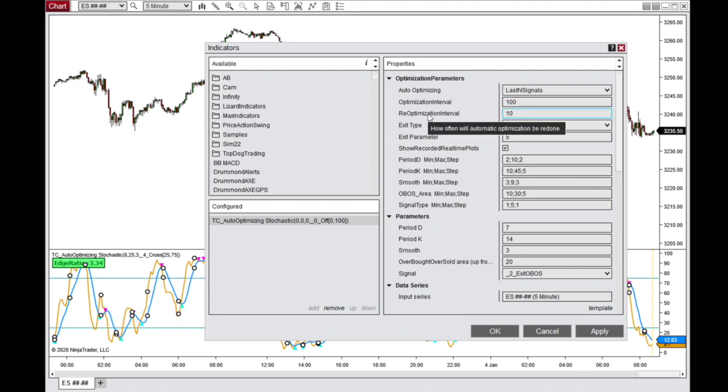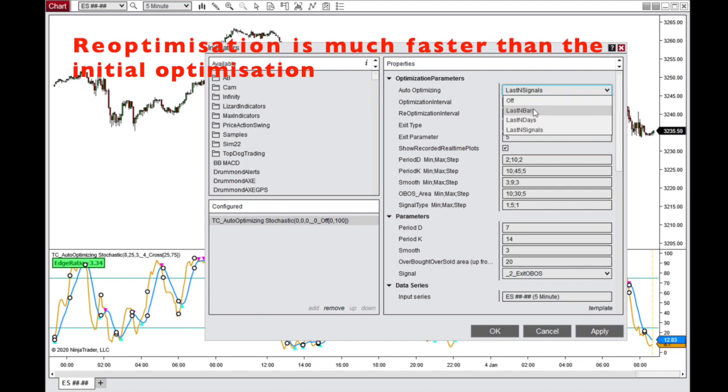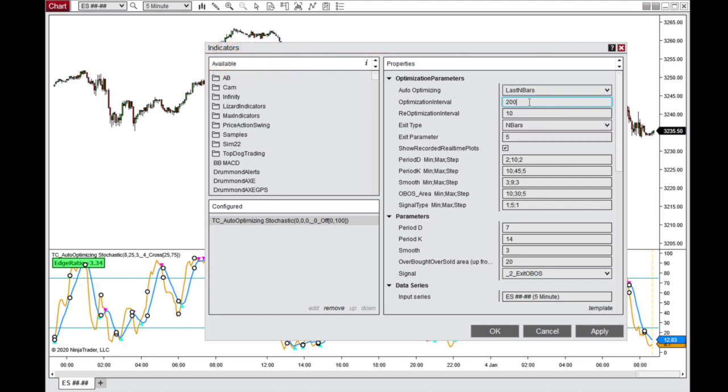Re-optimization interval will say after 10 signals with this setting, it will re-optimize for you. So it re-optimizes as time goes along without you having to do anything. So let's say you're trading bars. I want to optimize over the last 500 bars. But I want to do that every 10 bars. So during the day, every 10th bar, it will re-optimize and give you those signals.